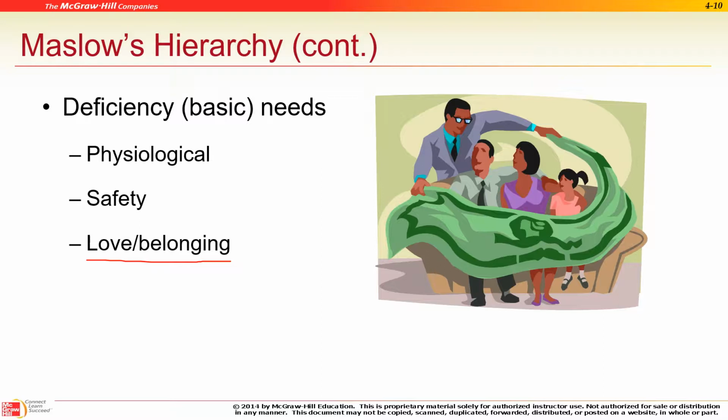Once we have those needs covered, then belonging, then the patient will have esteem. So that's respect from society. And ultimately what we want to achieve is self-actualization. So that is the person being themselves, who they are meant to be.